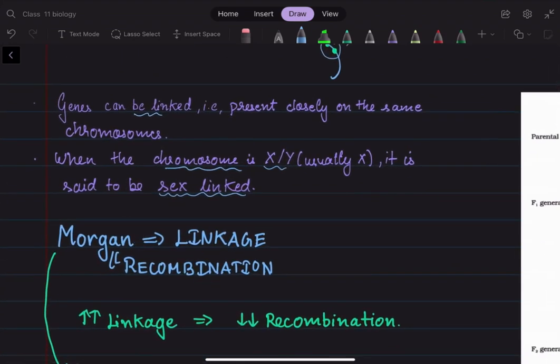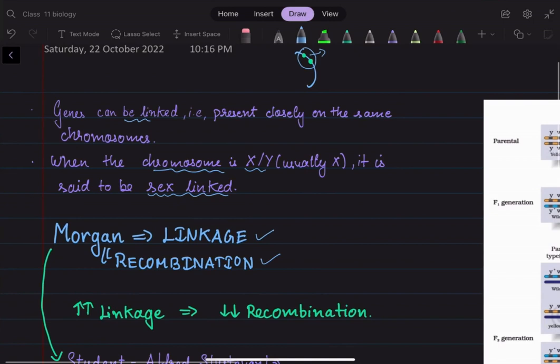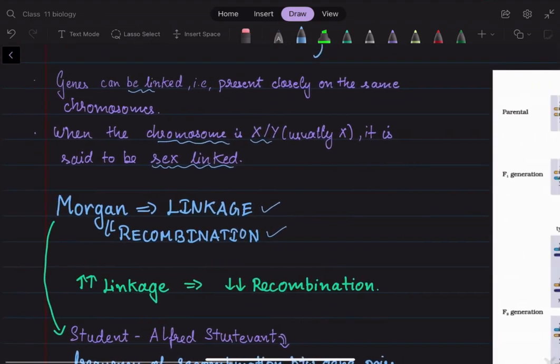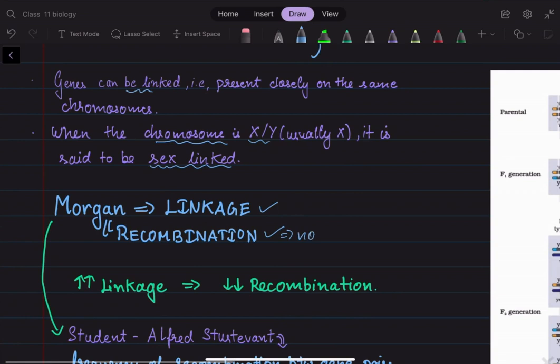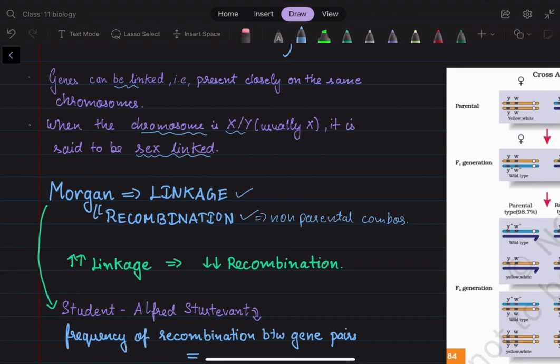Morgan used these two terms, linkage and recombination. Linkage is used for the physical association of the genes, whereas recombination is a term used to refer to the non-parental combination of genes. It's pretty obvious that the more the linkage between the genes, that is, the closer they are present, the less is the recombination.